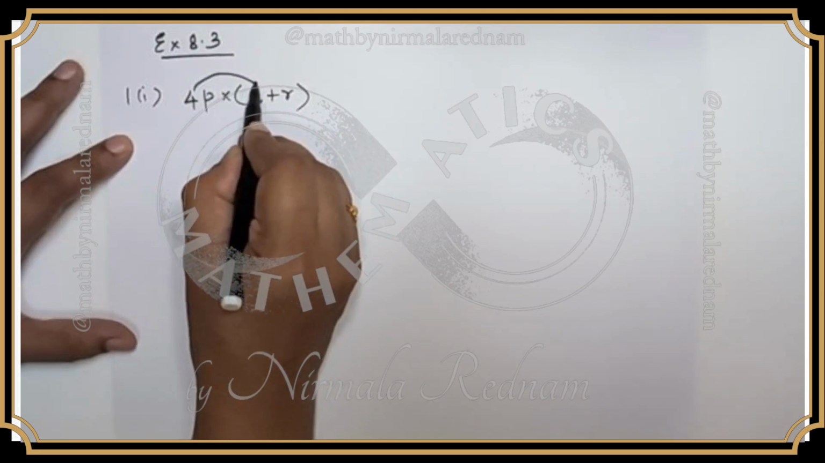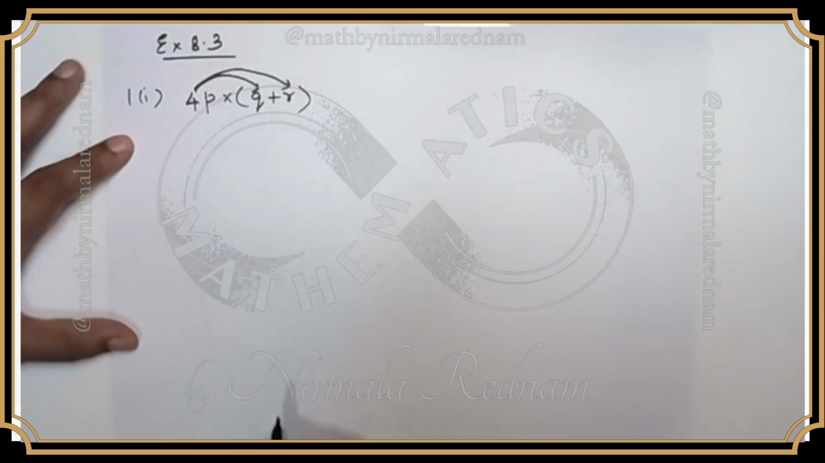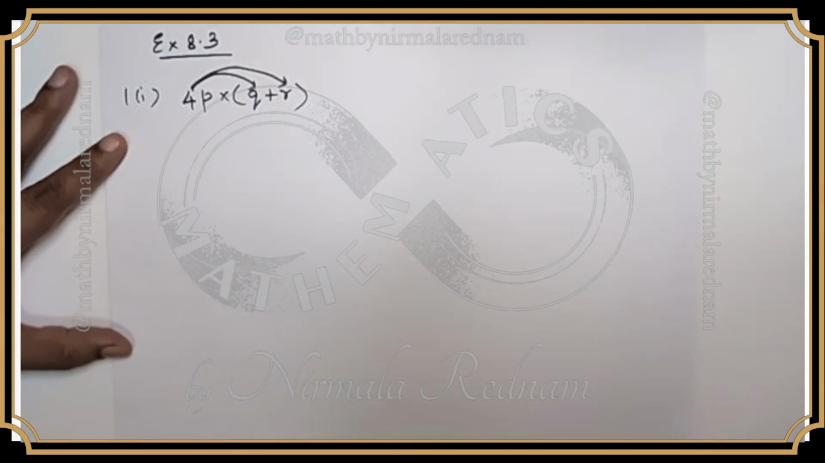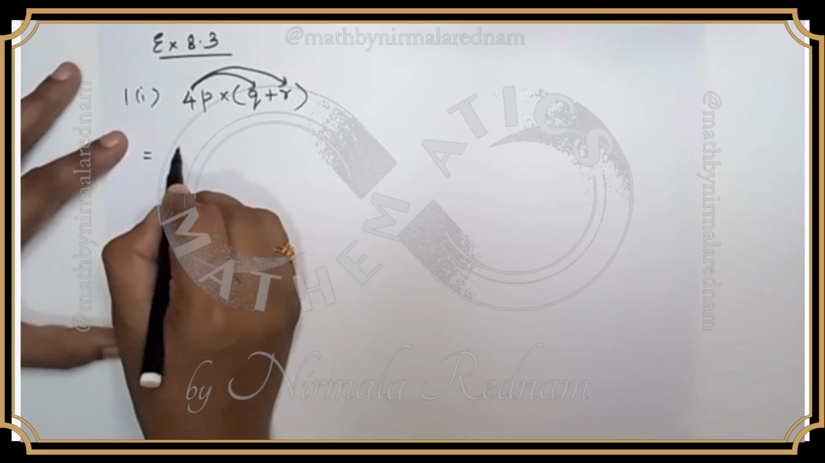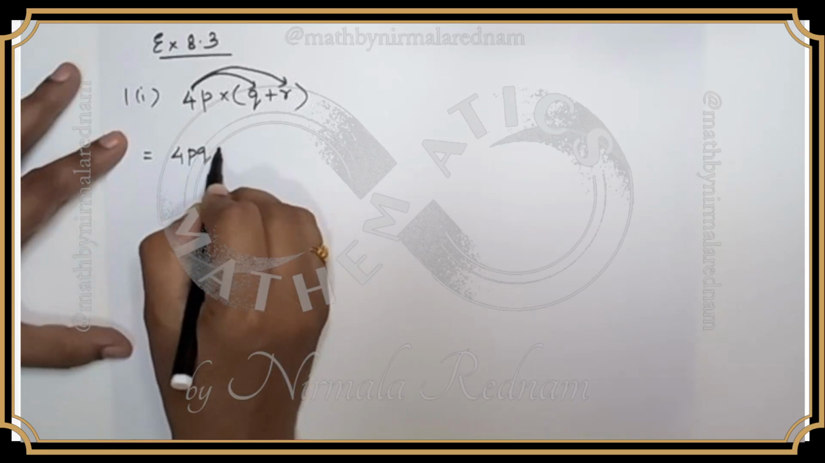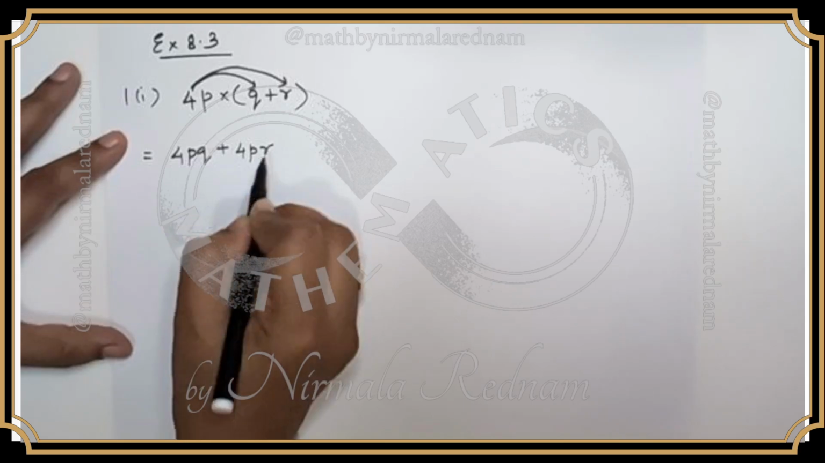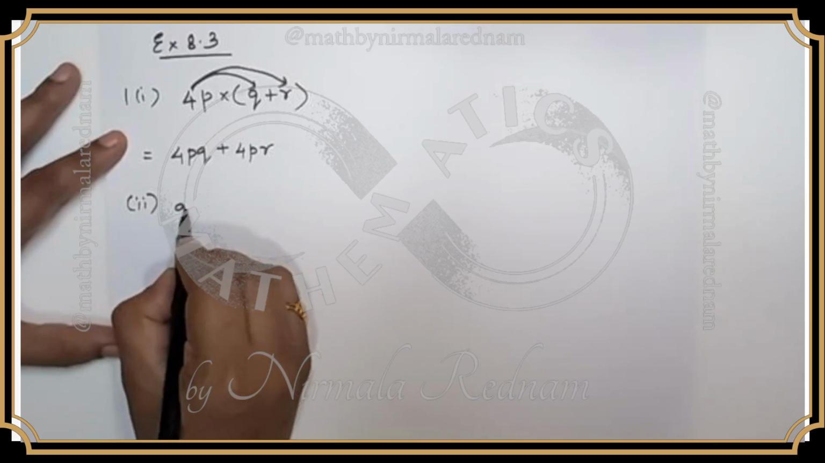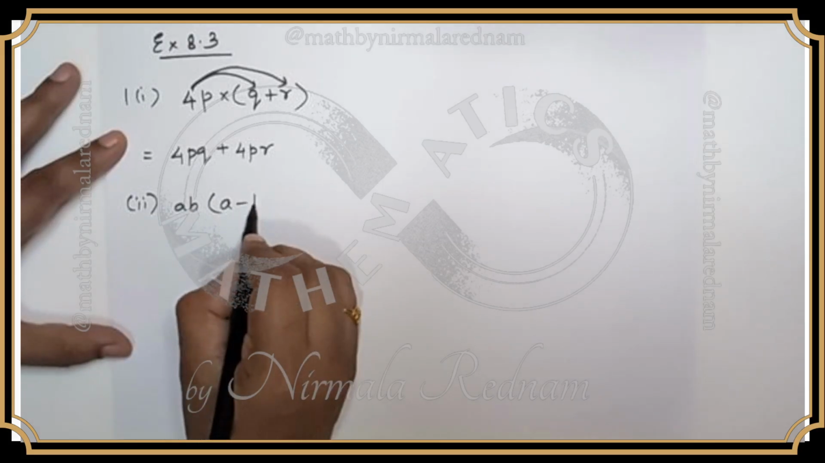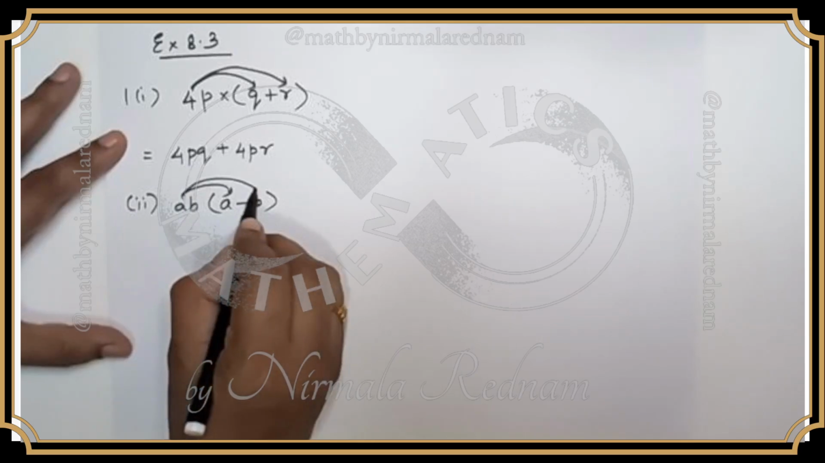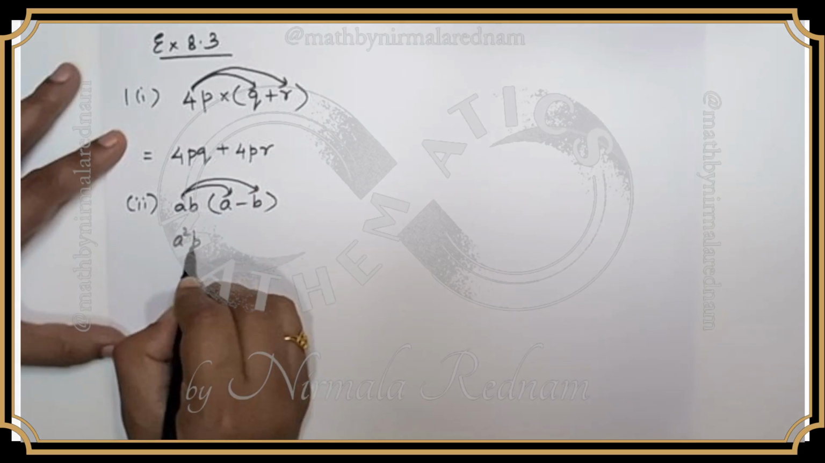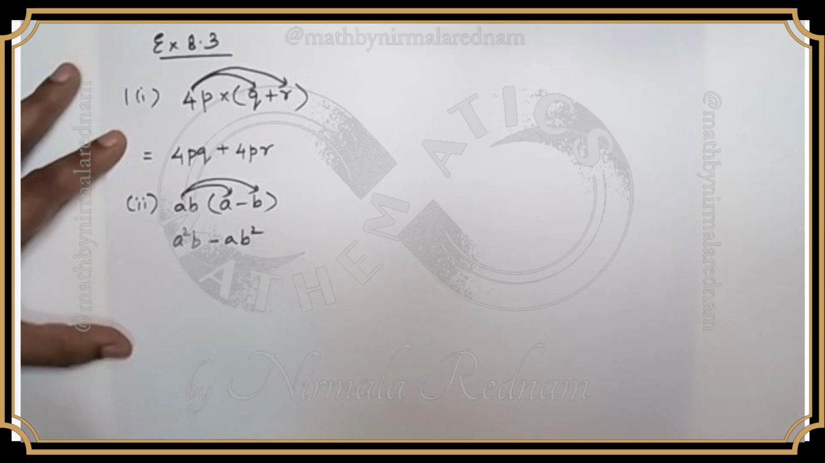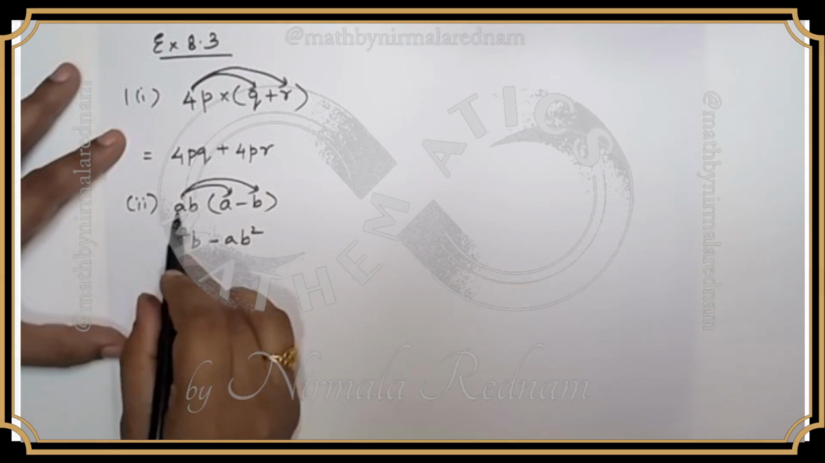So like I said, every term inside the bracket has to be multiplied by the monomial outside the bracket. So this will give me 4pq plus 4pr. So that is my final answer because I can't simplify it any further. There are no like terms. Next I have ab into a minus b. Again, multiply each term inside the bracket with the monomial outside the bracket. So I have a square b minus ab square.